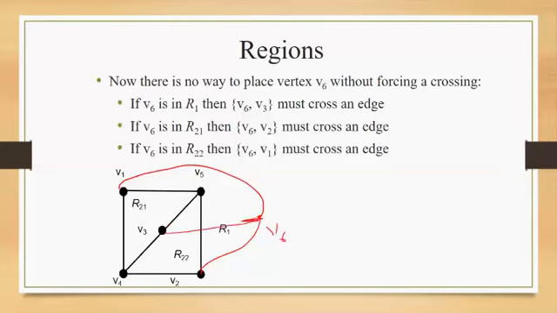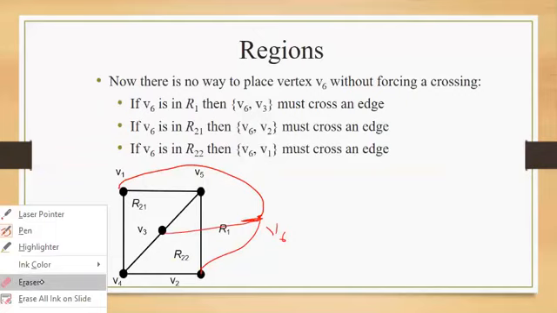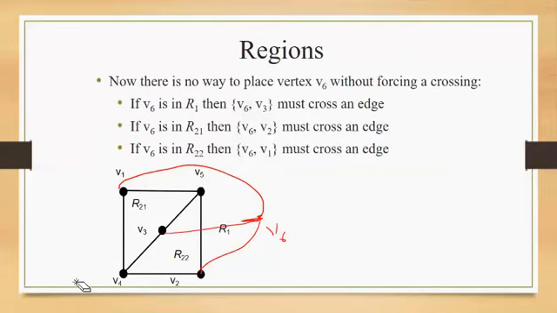Okay, so I cannot place V6 in R1. Now we have to check whether we can place V6 in R21. If I place V6 in R21, I can connect V1 and V3 without any crossing, but I cannot connect V6 and V2. When I connect that, the edges will cross. So this is also not possible. Now V6 in R22. If I place it here, V6 and V1 must cross an edge. So this way we can see that there is no way the K33 graph can have a planar representation.